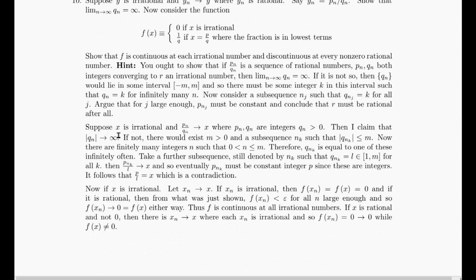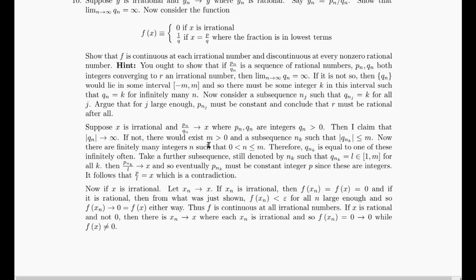All right? So first of all, suppose x is irrational. Then you can get a sequence of rational numbers converging to x. Now, without loss of generality, I can assume that q sub n, the bottom part, is always a positive integer. If it isn't, I just multiply the top and the bottom by -1. All right? Now, I claim that if x is irrational, then q sub n must converge to infinity. So it must be unbounded. In fact, the limit of it has to be infinity.